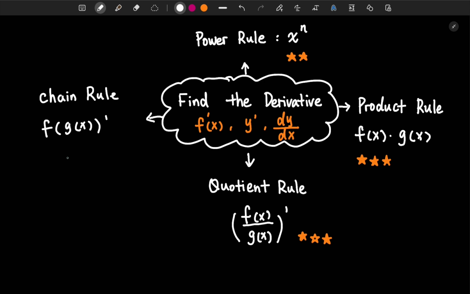This one is a bit tricky because we're trying to take the derivative of a function that is inside another function. So essentially you have an inside function g of x and you have an outside function f of x. For this rule, you not only need to know how to use the rule, but you also need to know when to use the chain rule. So for the difficulty level, we'll give it a 4 star.